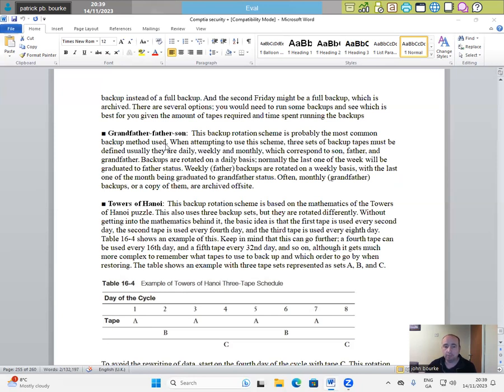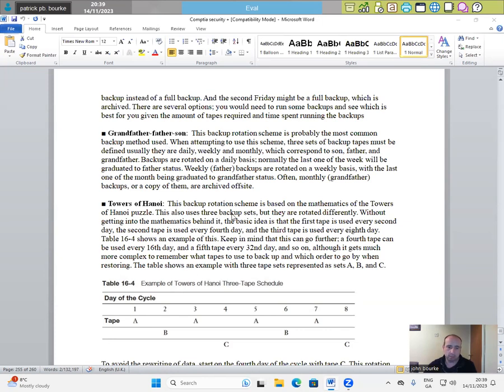Normally, the last one of the week will be graduated to father status. Weekly father backups are rotated on a weekly basis, with the last one of the month being graduated to grandfather status. Often monthly grandfather backups, or a copy of them, are archived offsite.